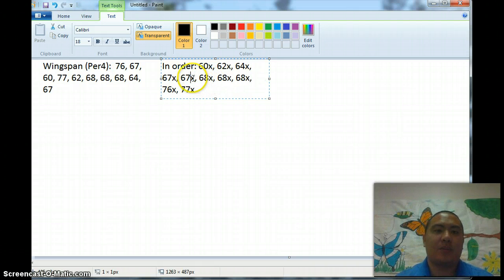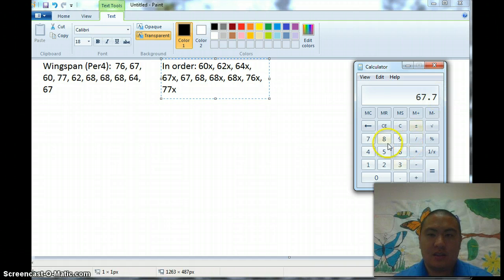But now I don't have a middle, right? I don't necessarily have a middle. So what I need to do is average 67 and 68. I'm going to clear it. So the average between 67 and 68 is I add them both together, 135, and I divide by 2 for two numbers. So the median is 67.5 for this.